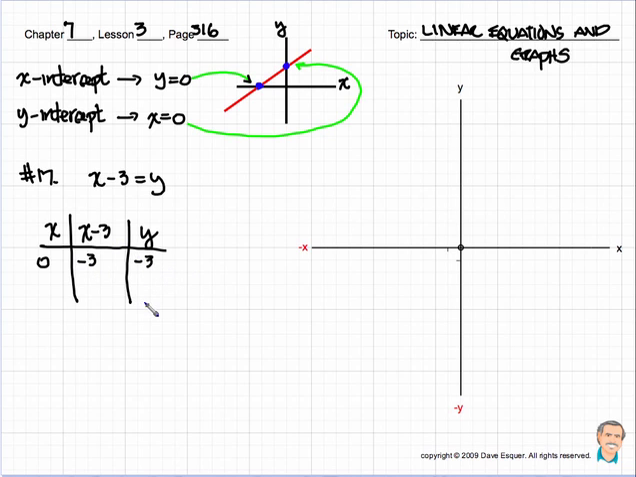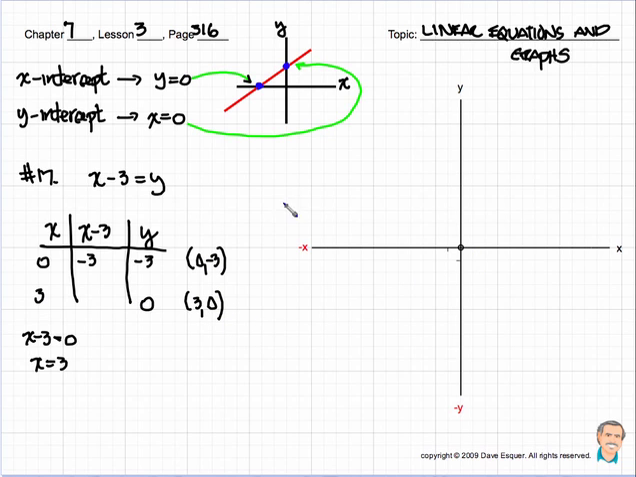For the other point, we're going to make y equals 0. Remember, we're finding our x-intercept now. So y is equal to 0, so we have x minus 3 better be equal to 0 because y is 0. So x turns out in this example to be 3. So we have 2 points, (0, negative 3), and (3, 0).